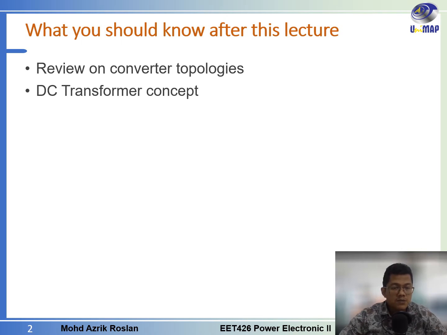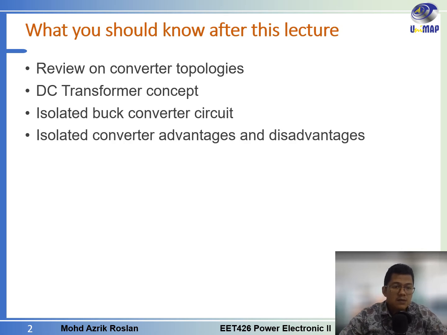Usually a transformer is used in an AC circuit, but the DC to DC converter is a DC circuit, so we want to use the transformer. So there is a concept called DC transformer, and we will look into that. After that, we will analyze the isolated buck converter, or isolated forward converter. Both are the same. We will look at its advantages and disadvantages, and then we will cover the ideal and real transformer.